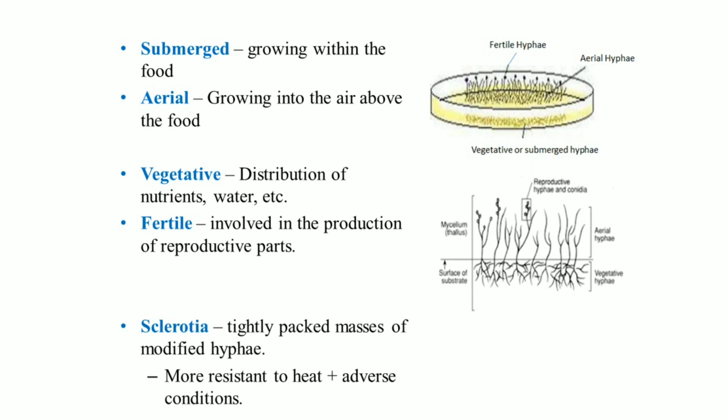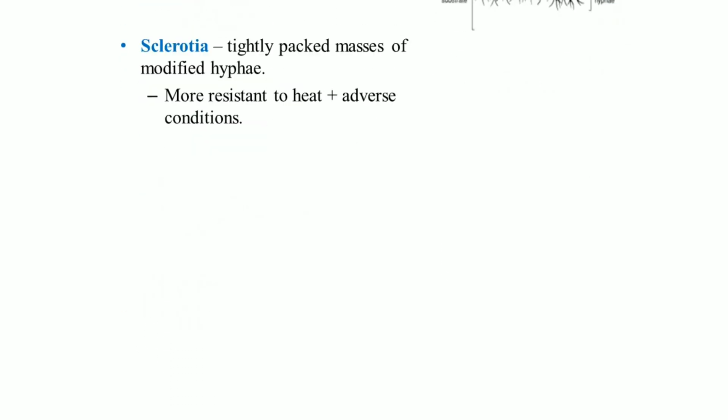Sclerotia are tightly packed masses of modified hyphae. They provide more resistance to heat and other adverse environmental conditions. Microscopic examination of hyphae reveals characteristics useful in the identification of genera.